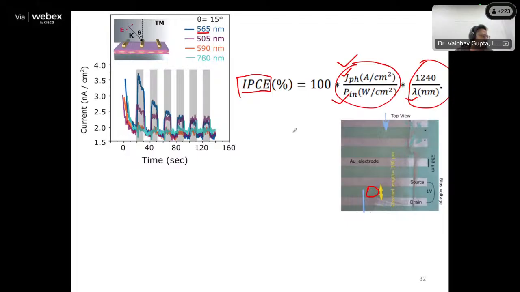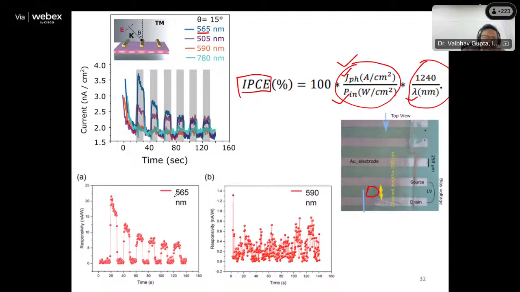So finally, we can calculate the IPCE values. And this is how it looks. For 565 nanometer, we have the responsivity data. Looks like we have roughly a value of 20 nanoampere per watt for 565 nanometer, and for 590 the responsivity value goes down to maybe 1 or 2. So I just wanted to give you a brief overview that we can also make these kinds of devices in the lab, and we can also check all the characteristic values for such devices.